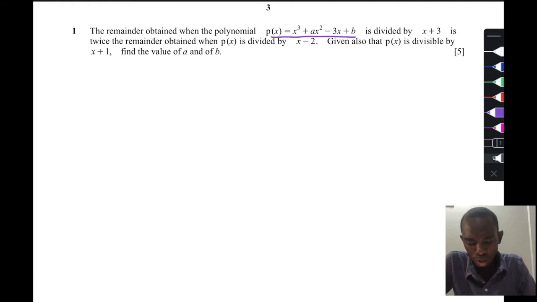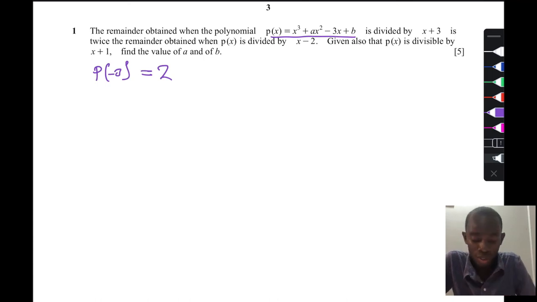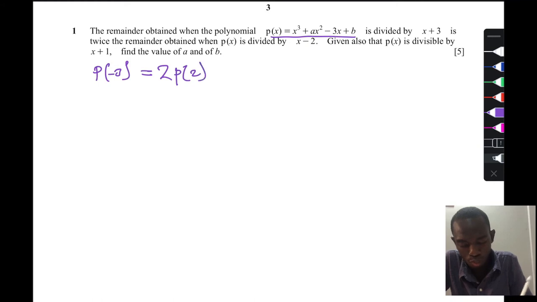All right. So you're told that the remainder is twice. Let's first start with the x plus 3. The zero of that will be x equals what? Negative 3. So when we put x equals negative 3 into p, it should be equal to 2 times the remainder when we put x equals 2, because that one is x minus 2. The zero of that is x equals 2. So we have p of 2.